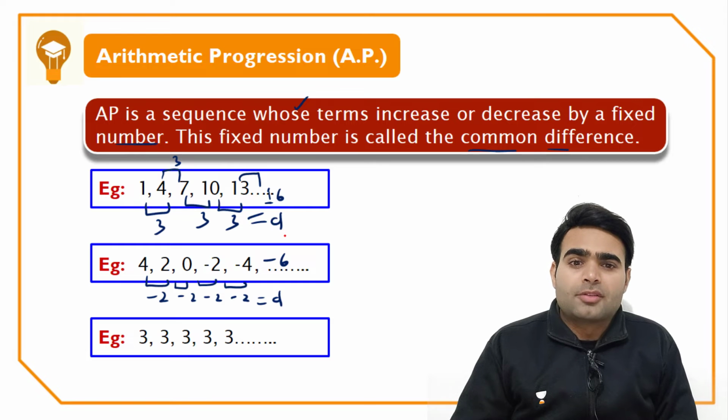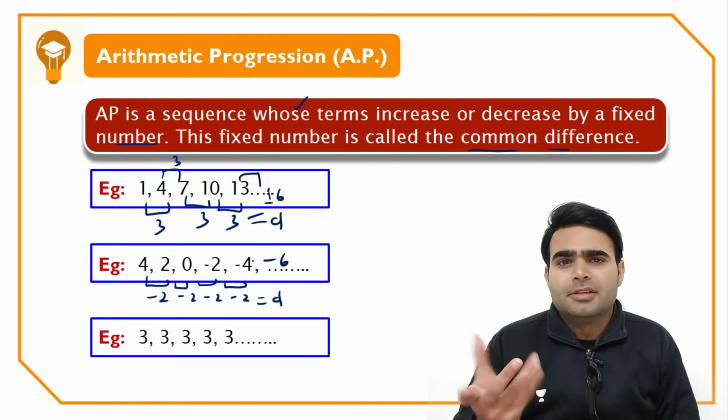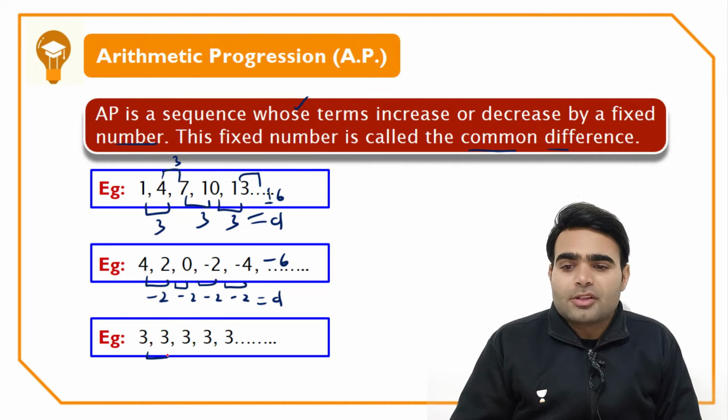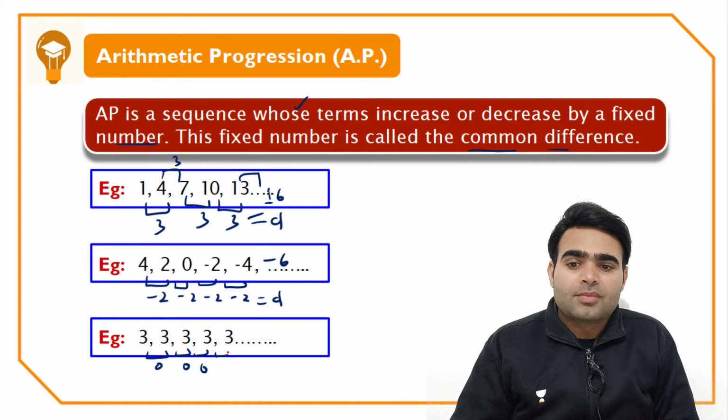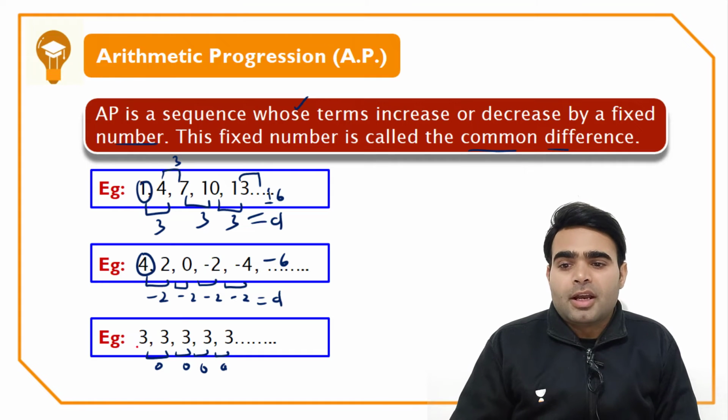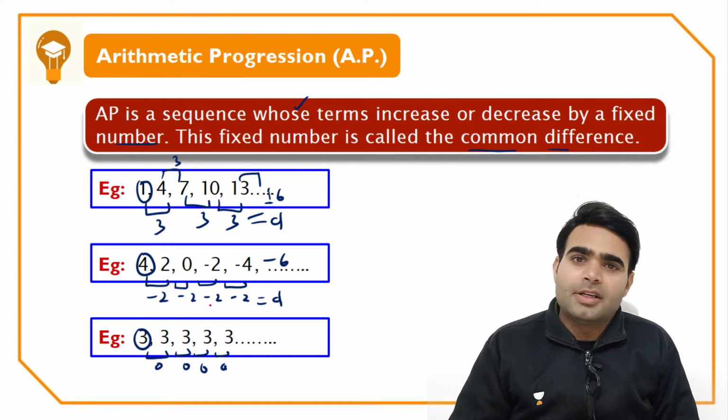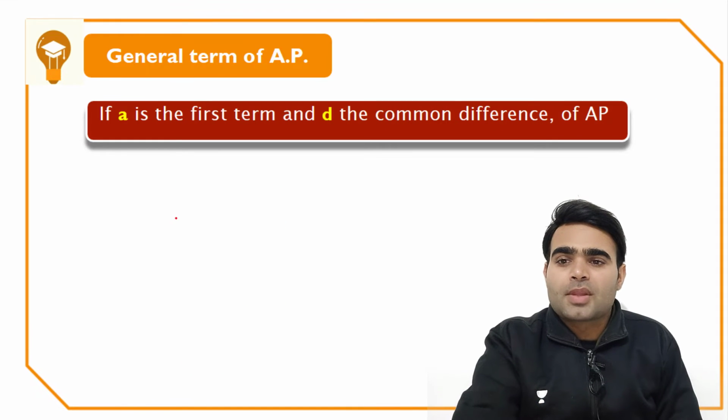This is the common difference, denoted by D. Okay, you can see the common difference is 0. Common difference 0, so they are also in AP. This is known as the first term, because this is the first term and this is the first term. Right. Fine. Okay, let us move to the next.